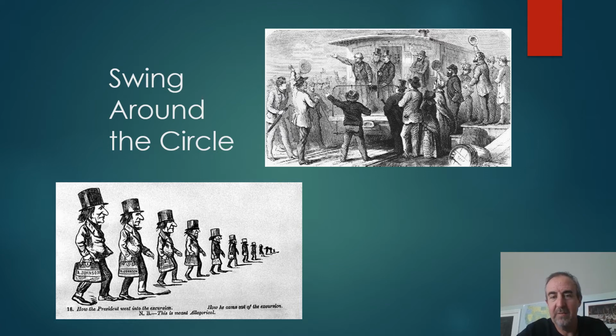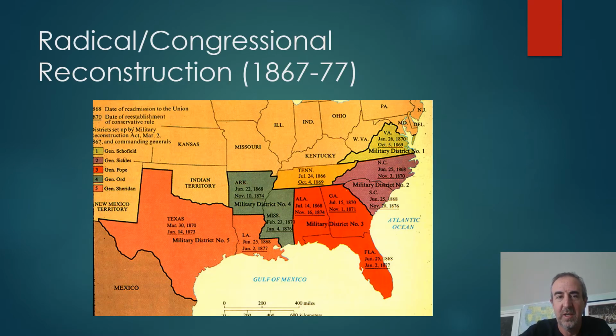If he was trying to campaign for candidates or help or hurt certain candidates, clearly the candidates he hurt were the ones he campaigned on behalf of. So with that, we have the end of presidential reconstruction and the onset of radical or congressional reconstruction.